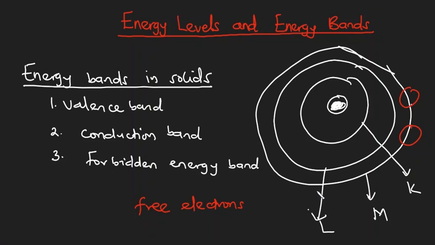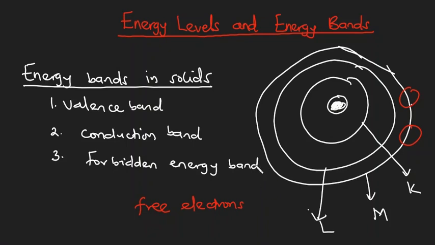As compared to non-metals, non-metals can have 5, 6, or 7 electrons. So for non-metals, even though the outermost shell is partially filled, the electrons are not free because they are more tightly held in the valence shell. So they are not able to move freely. They are not able to conduct more current, even though they conduct some current.